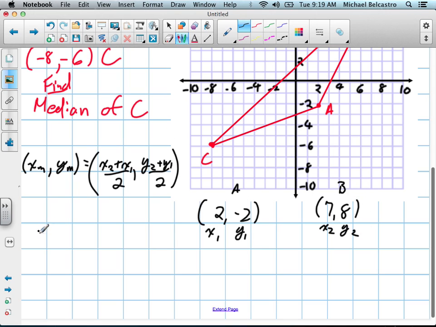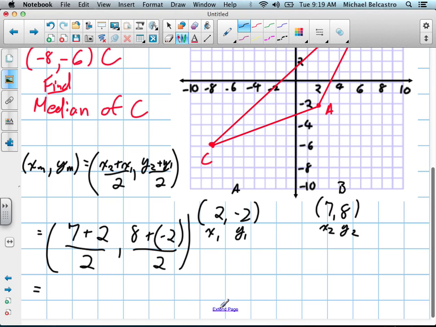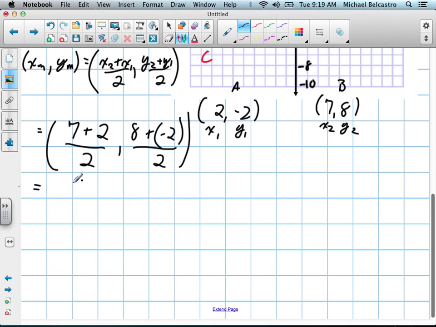We're going to plug it into our equation. X2 is 7. X1 is 2. Needs to be divided by 2. And over here we have Y2 as 8 and Y1 as -2. So plus -2 will be divided by 2. We then equate this. This becomes 9 over 2. And this becomes 6 over 2.